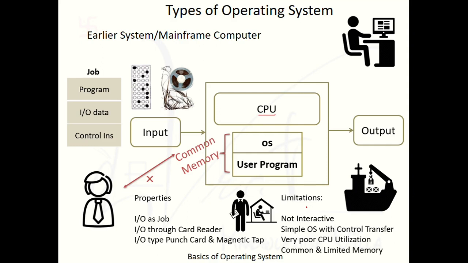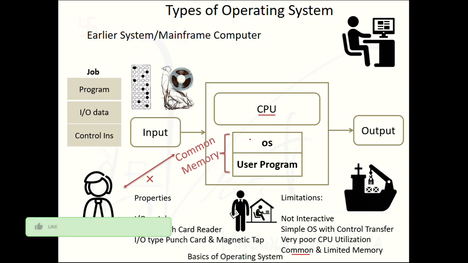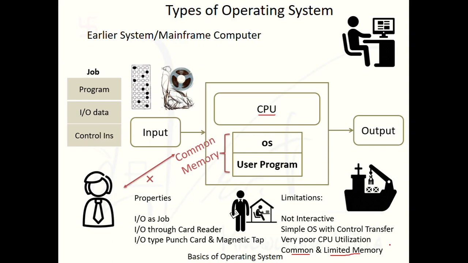And the last limitation was common and limited memory. We have discussed common memory because there is no separation like primary memory and secondary memory. Everything should be functionalized in the common memory. And the size of memory was very small, so we can say that there was a limited size of memory.